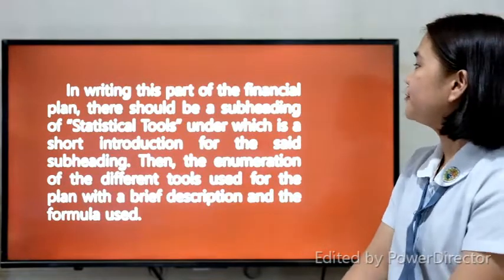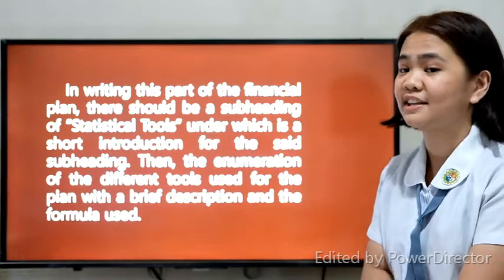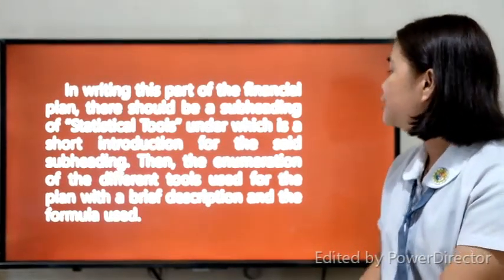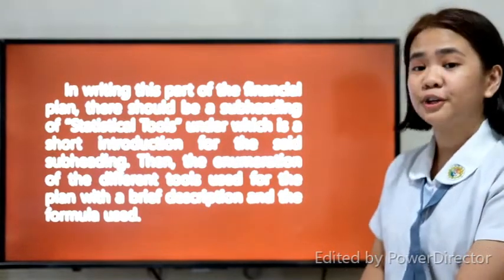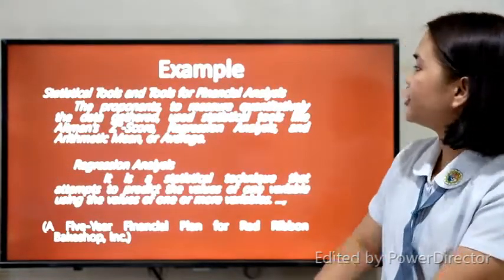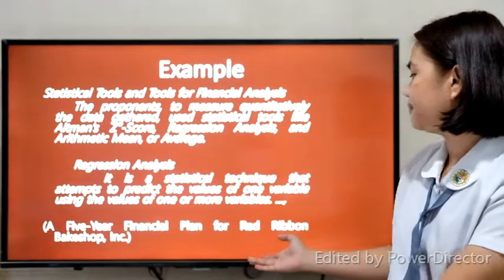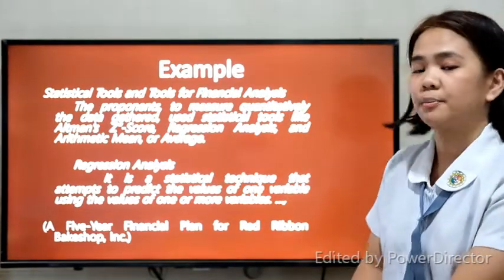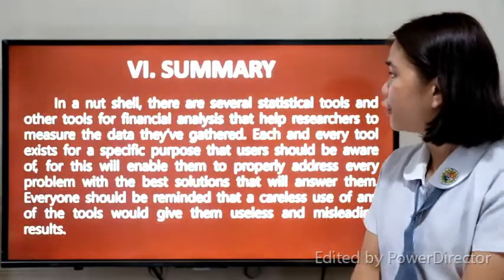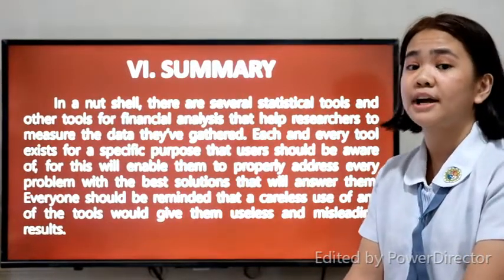In writing this part of the financial plan, there should be a subheading of statistical tools and tools for financial analysis, under which is a short introduction for the subheading. Then, the enumeration of the different tools used for the plan with a brief description and the formula it represents. For the example, I have used the 5-year financial plan for Red Ribbon Bake Shop Incorporation, which was available from our library.